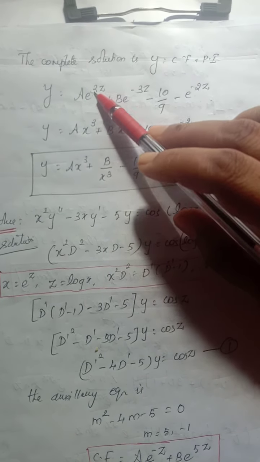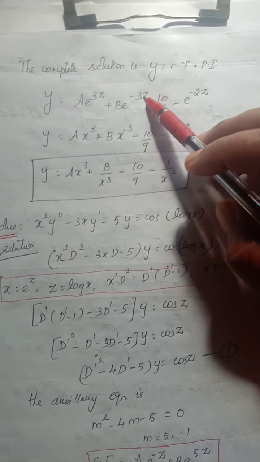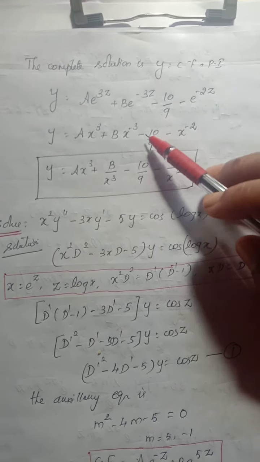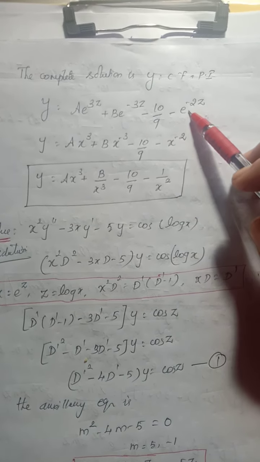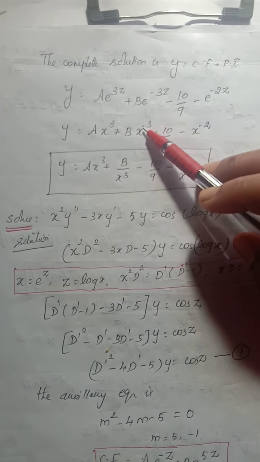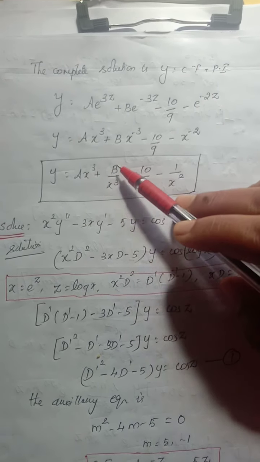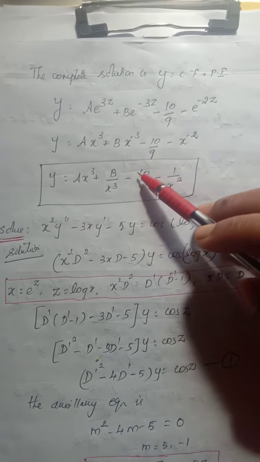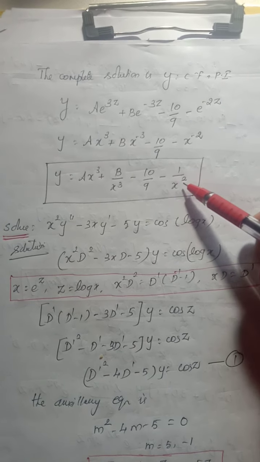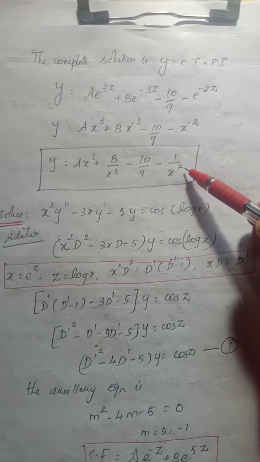That is, a e power 3z can be written as a x cube, plus b e power minus 3z, that is b x to the power of minus 3, minus 10 by 9, minus e power minus 2z, that is x power minus 2. By taking all the negative powers to the positive, we get y is equal to a x cube plus b divided by x cube minus 10 divided by 9 minus 1 by x square. So this is the complete solution of the given question.